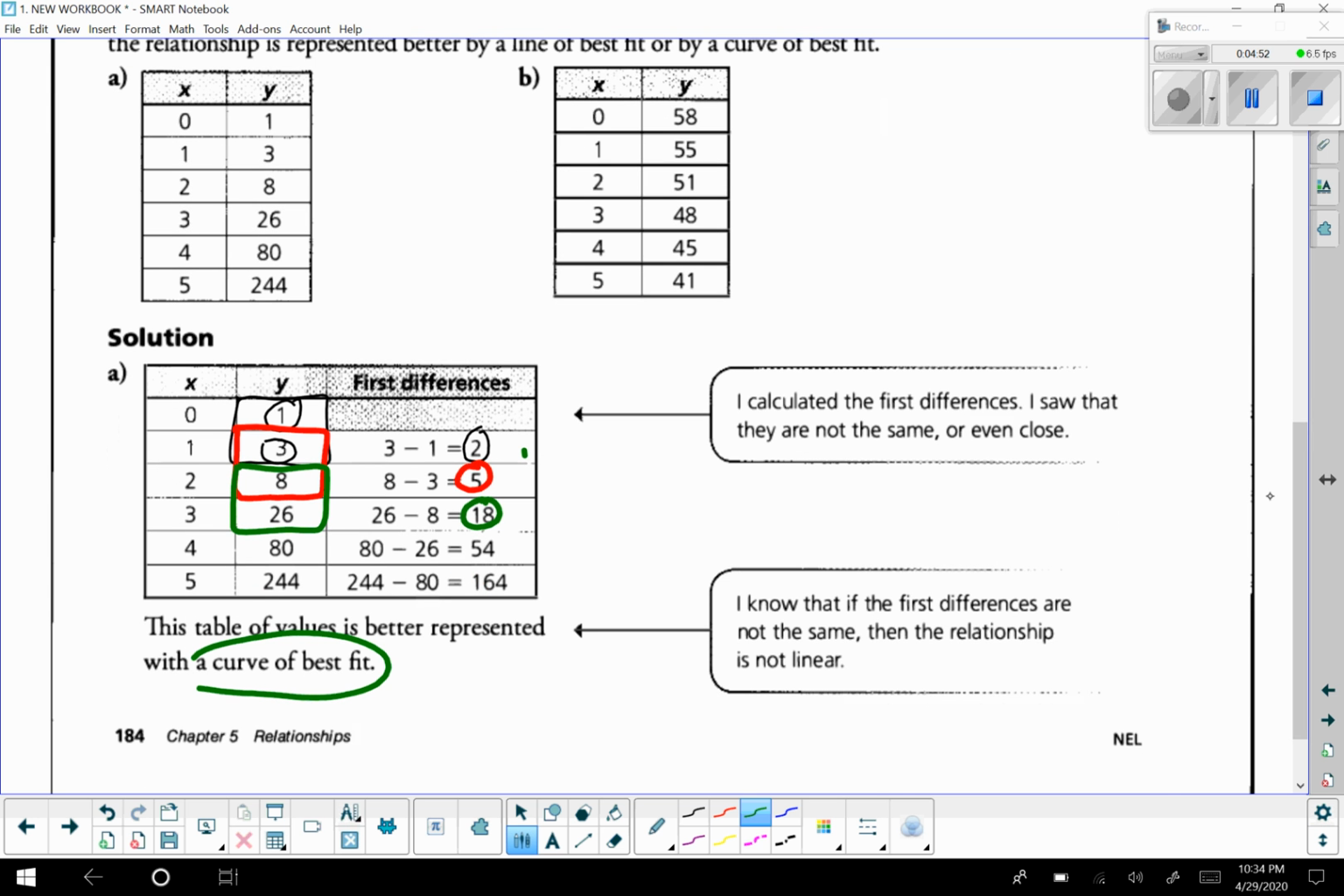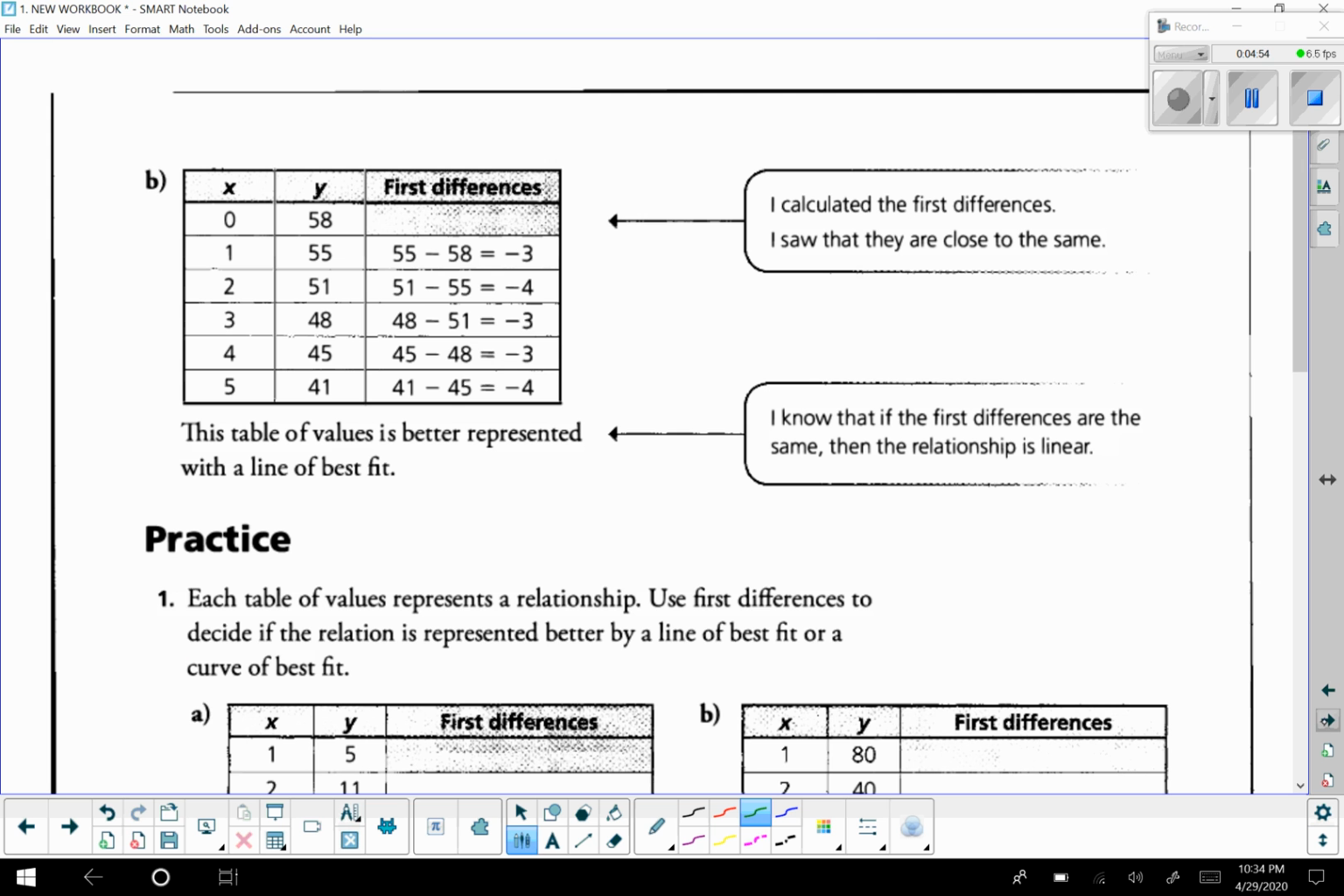If we do the second one, which is B, again, you're taking two at a time, and you're taking the bottom one minus the top one. So 55 minus 58, which is negative 3. 51 minus 55, negative 4. 48 minus 51, negative 3. So as you can see here, these are not all the same. So this is also not linear. And I'm reading it: this table of values is better represented with a line of best fit.